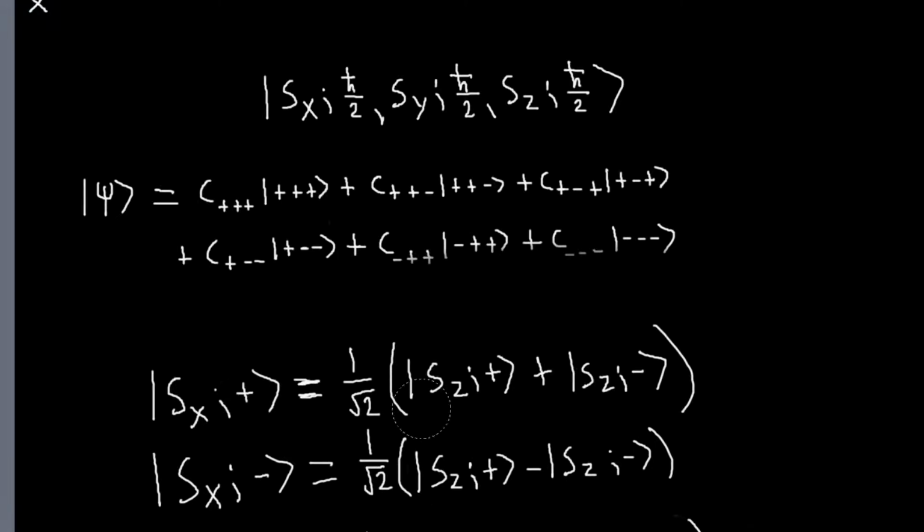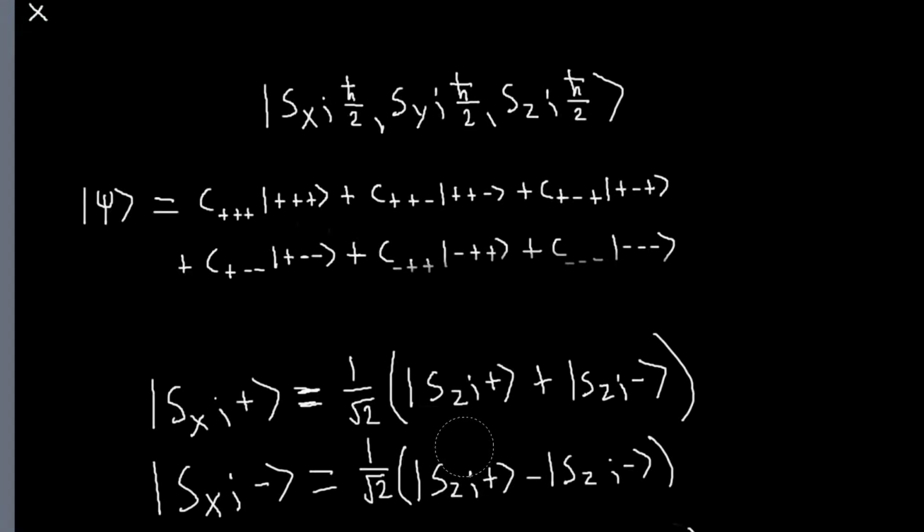And again, we would still want these two kets to be orthogonal. So Sx plus should be orthogonal to Sx minus. So that's the motivation for having different combinations of vectors that satisfy this. You can verify, if you do these inner products, that these are orthogonal states.